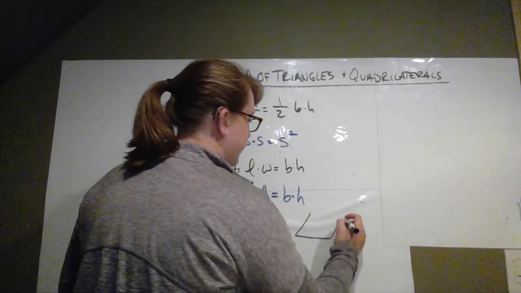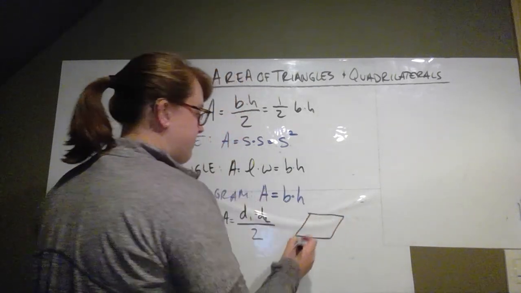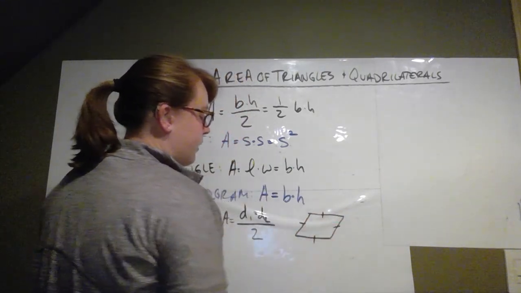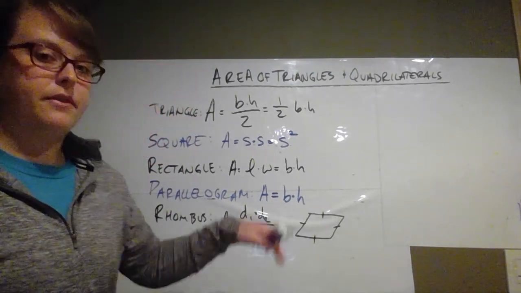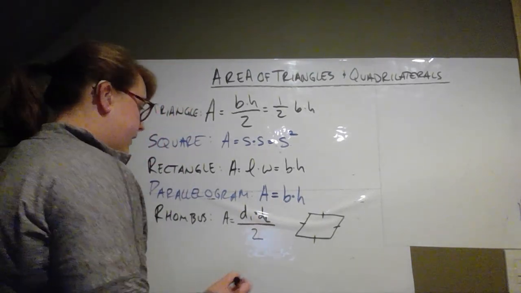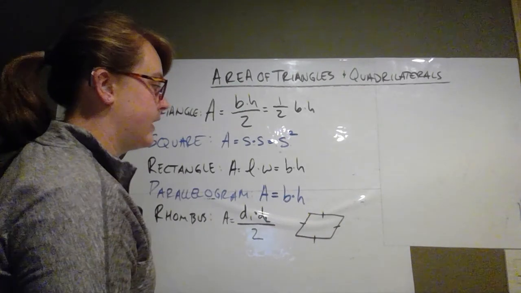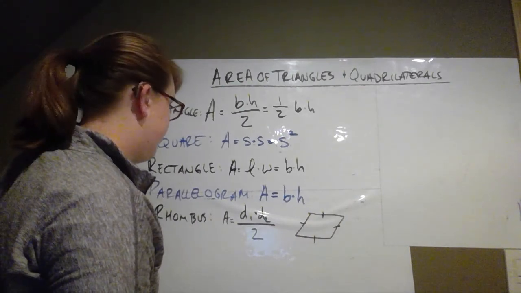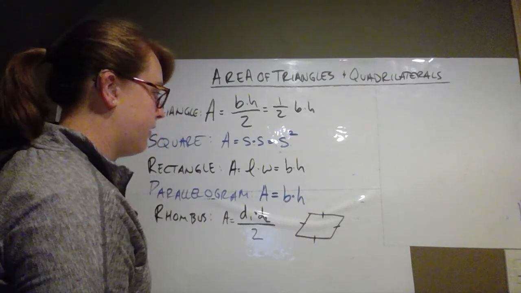So remember, in a rhombus, it looks just like a regular parallelogram, except all the sides are the same, right? And the diagonals bisect each other just like they do in any parallelogram, stuff like that.